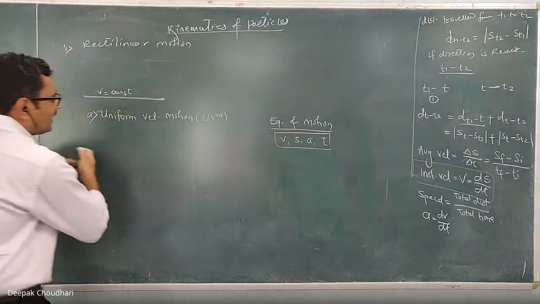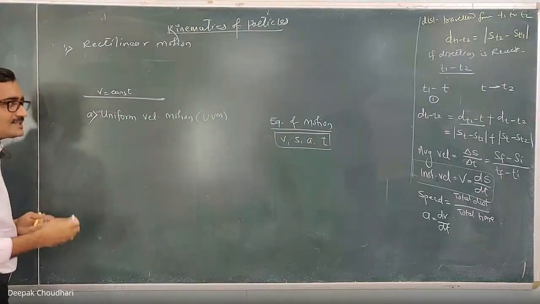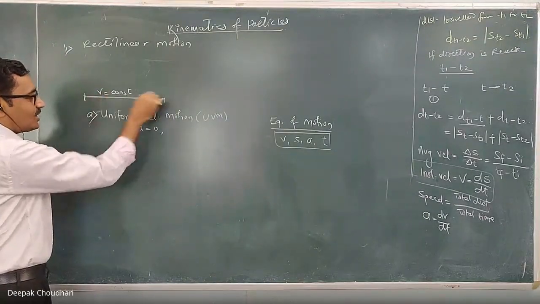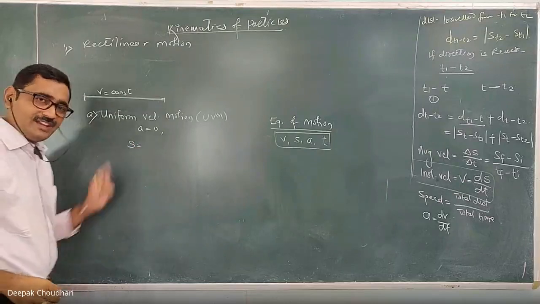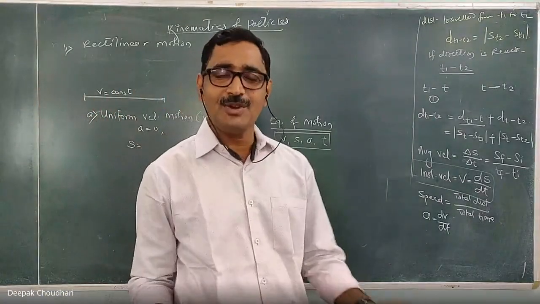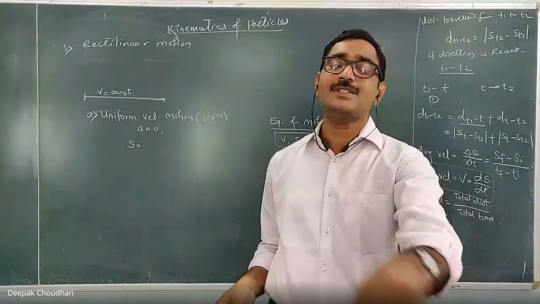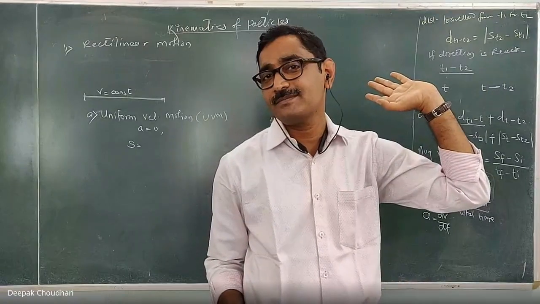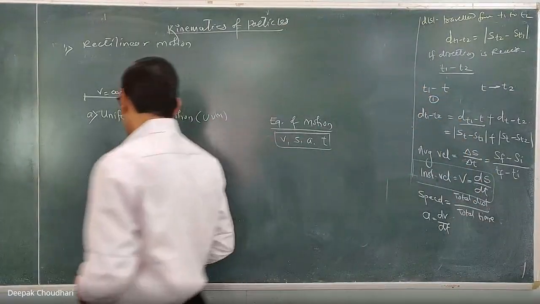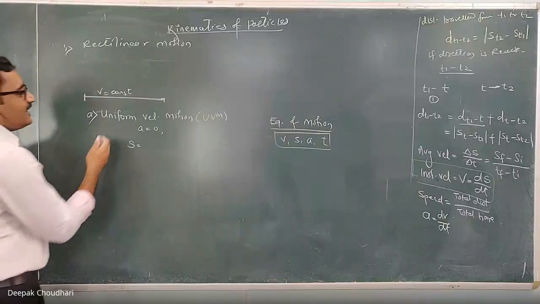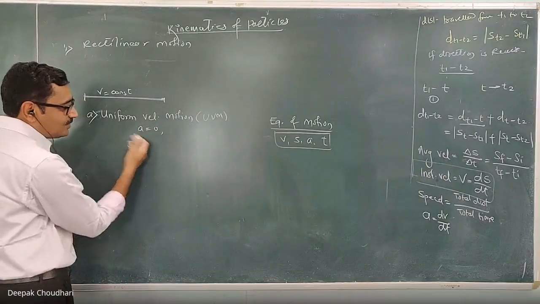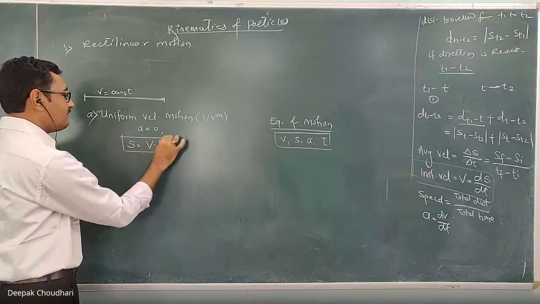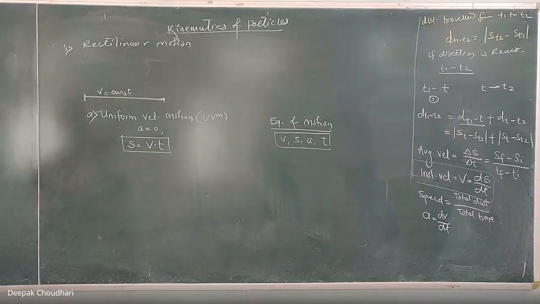If any particle is moving with a uniform velocity, the acceleration is equal to 0. How can we calculate the displacement or distance traveled by the particle? The displacement is equal to the distance traveled, because when the particle is moving with a uniform velocity, as long as velocity is constant, it cannot reverse its direction of motion. So the displacement is equal to the distance traveled, and for uniform velocity motion, S equal to V into T. This is the only equation which you can use for the uniform velocity motion.